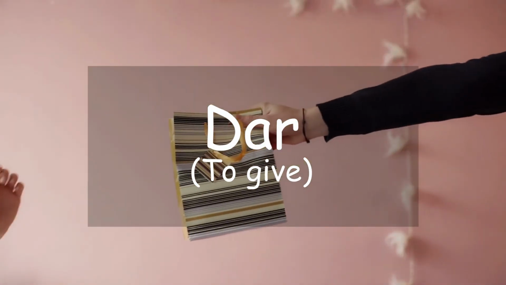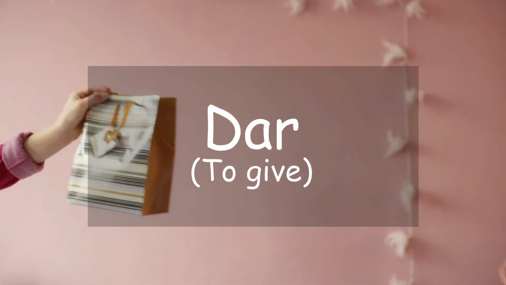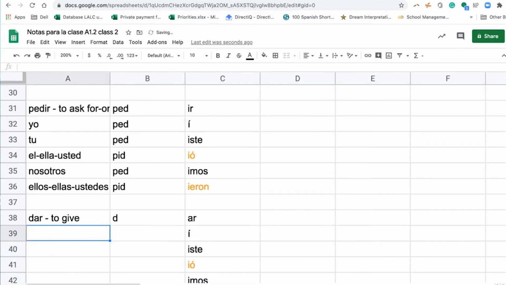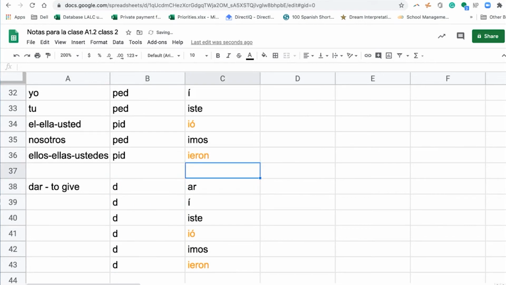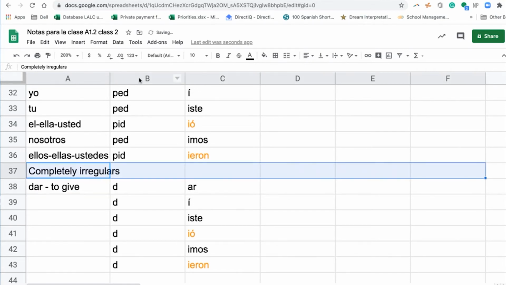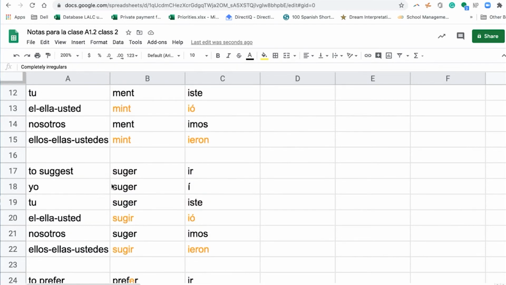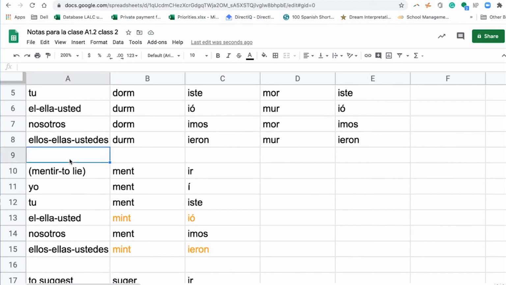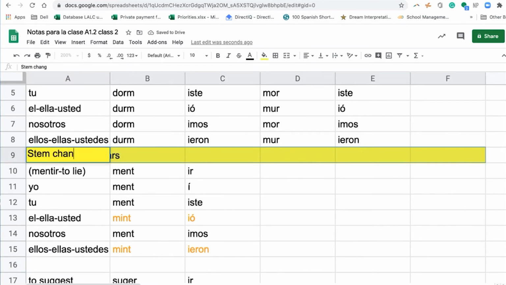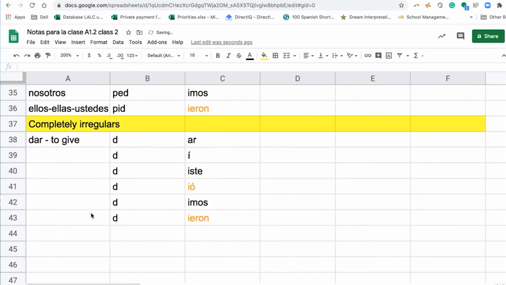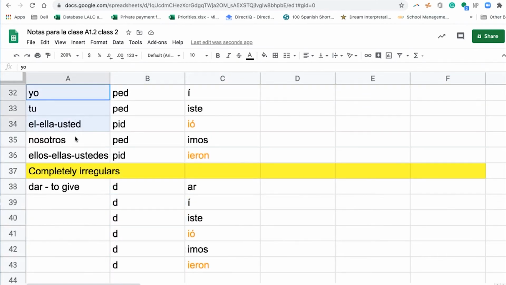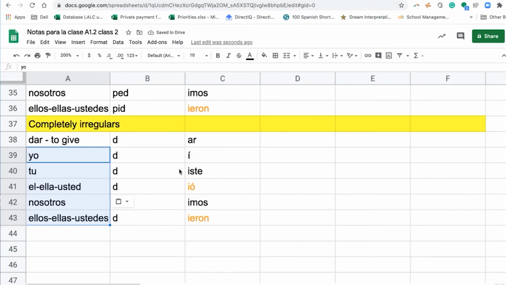And actually, this verb is important. Dar means to give. Dar, D-A-R. But the ending is the one of an IR verb, you see? It has the same stem, so that's why it's not called stem changing. It's completely irregular. I'm going to put this in the notes, if you want them. I'm going to put here also that it changes, stem changing E to I. Okay, perfecto. The D doesn't change, and then you have yo di, diste, dio, dimos, dieron, if you want the conjugation.